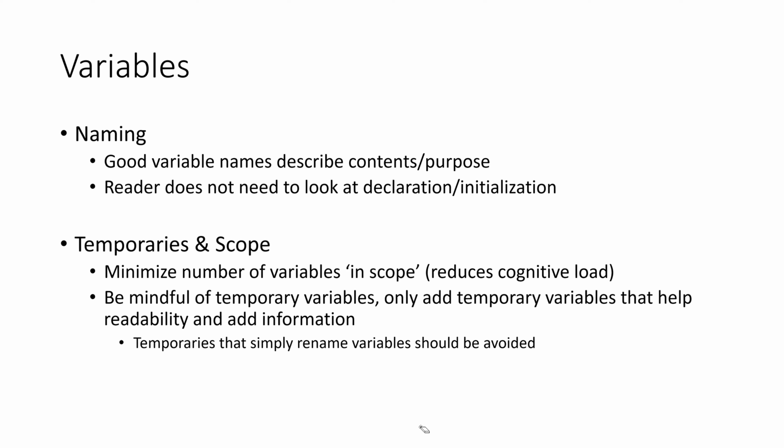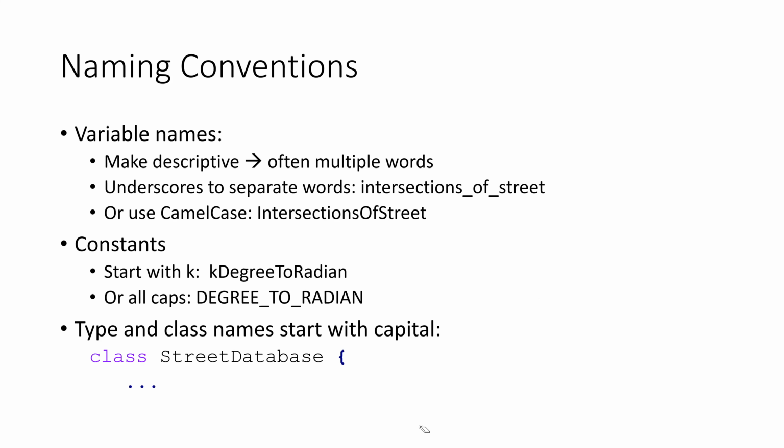There's no absolute rule that you should always write short sentences or always long sentences. Sometimes one works better than the other. Okay, naming conventions. You want to make your variable names descriptive. That means often there are multiple words.